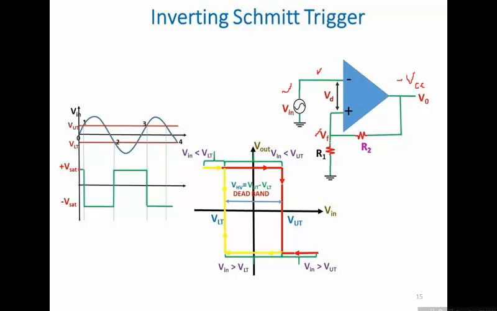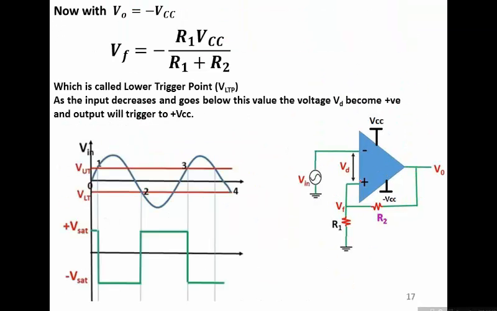Then what would be the value of VF? VF would become equal to minus R1 into VCC divided by R1 plus R2, because at this point the voltage is negative, so this voltage would also become negative. This negative VF is also called the lower trigger point, and this level would be compared with this, and the output would be computed.